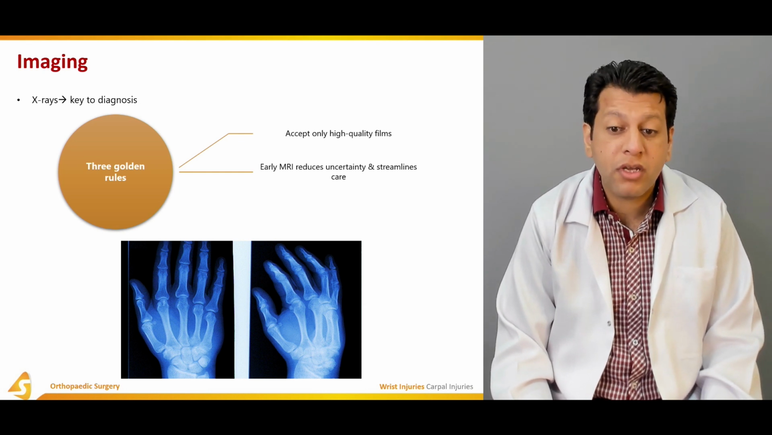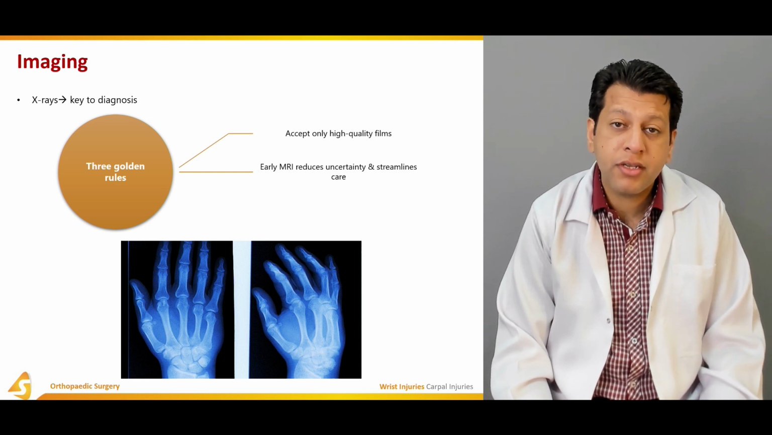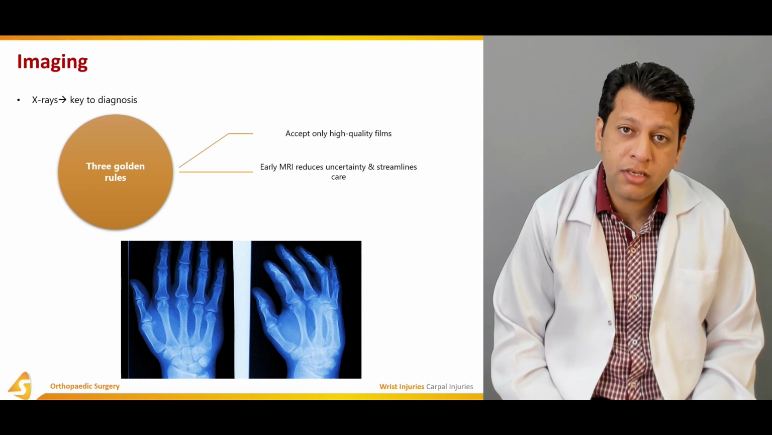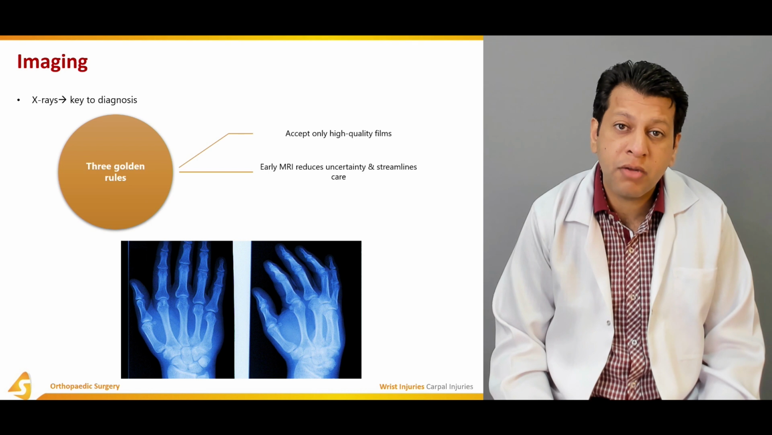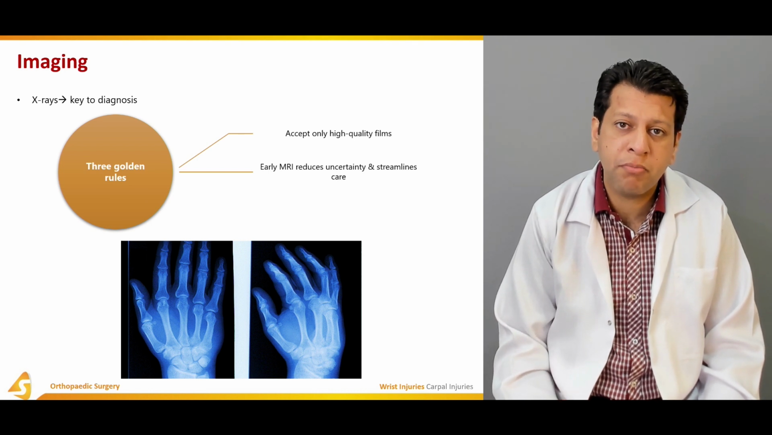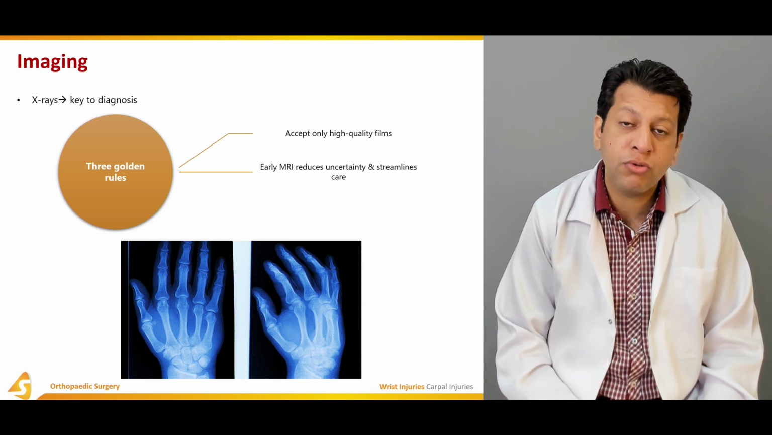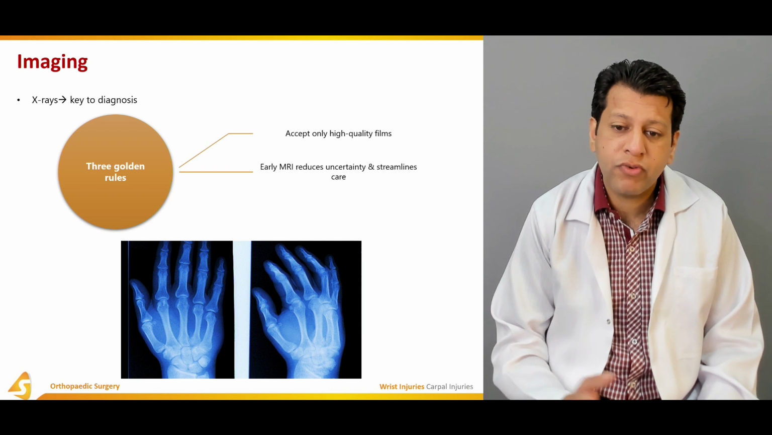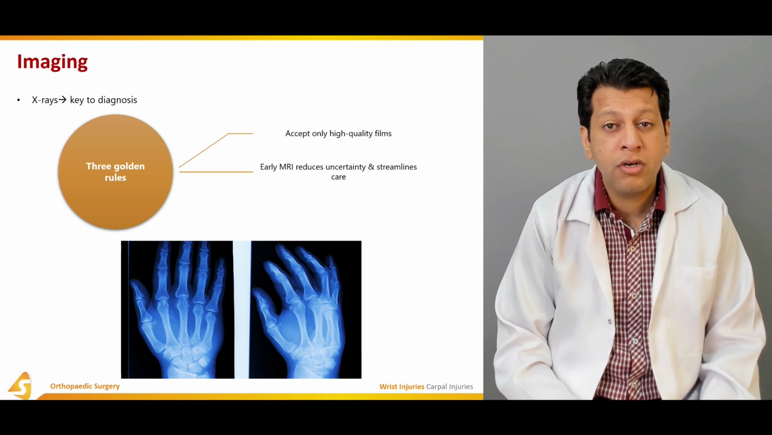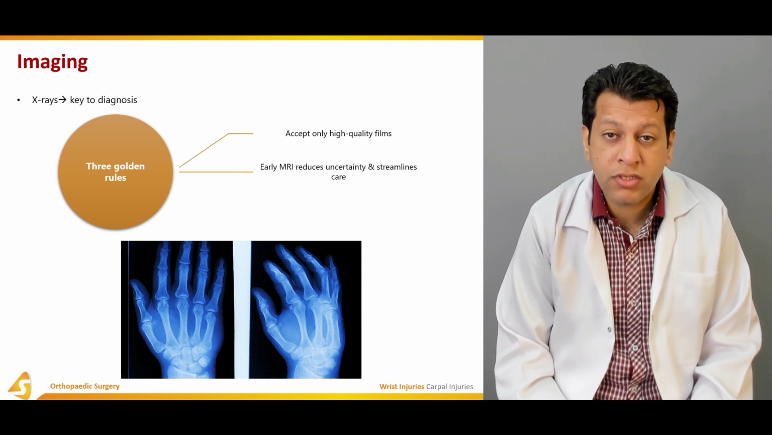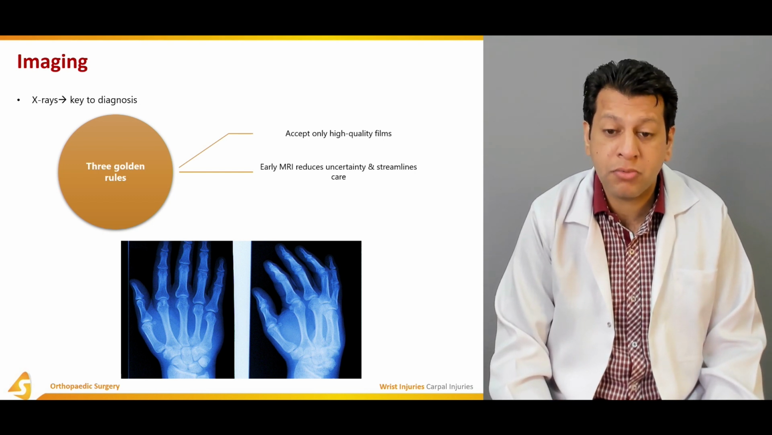Early MRI reduces uncertainty and streamlines care. The important point is sometimes the injury is so subtle that there's an undisplaced fracture or there is no fracture at all. There is just an isolated ligamentous injury. That injury will not be picked up on x-rays. Bones will appear normal, but this would later on produce carpal instability. So for that reason, if we are suspecting there's a lot of tenderness and some kind of ligamentous disruption, and on x-ray there's no fracture which can be seen, we'll probably have to move towards MRI so that we can pick up the ligamentous disruptions early.